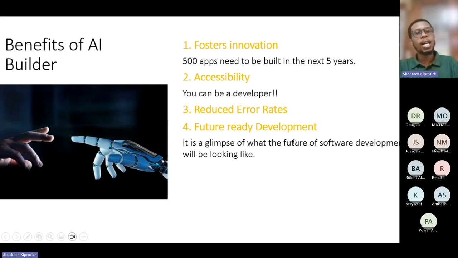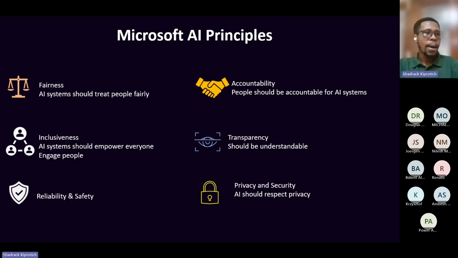And then something else is we're now living the future. This is just a glimpse of what the future of software development will be looking like. And Microsoft as well is fostering its own principles, where it's trying to promote AI for fairness, trying to have AI systems treat people fairly, so not having a biased model that favors a specific group of people. And then inclusiveness. So AI should empower everyone and engage people.